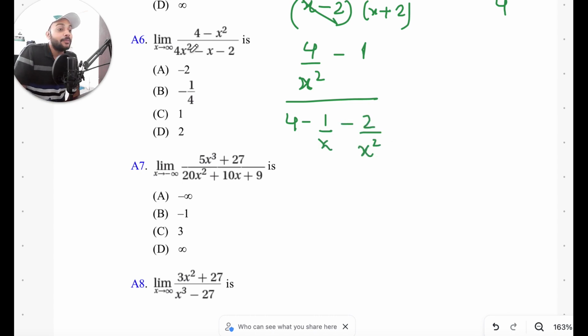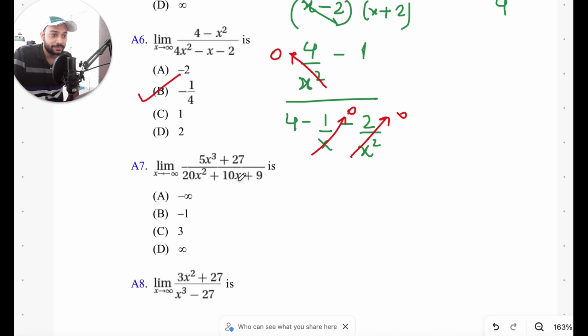Now put x equal to infinity. So what happens? 4 over x squared goes to 0. 1 over x goes to 0. 2 over x squared goes to 0. Negative 1 over 4. That's the answer. Option B.